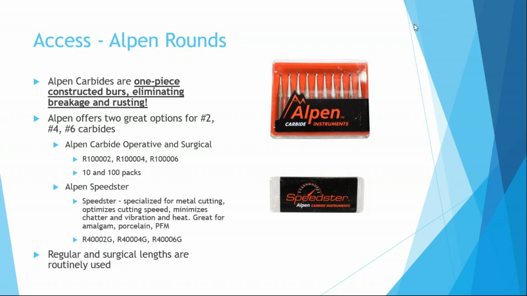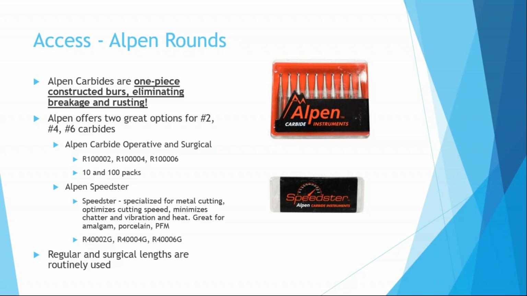So our Alpen burrs are very, very high quality burrs out there. We do offer the number 2, the number 4, and the number 6 round carbides in 10 and 100 packs. So the round burrs, like Melissa was talking about, we have those available.